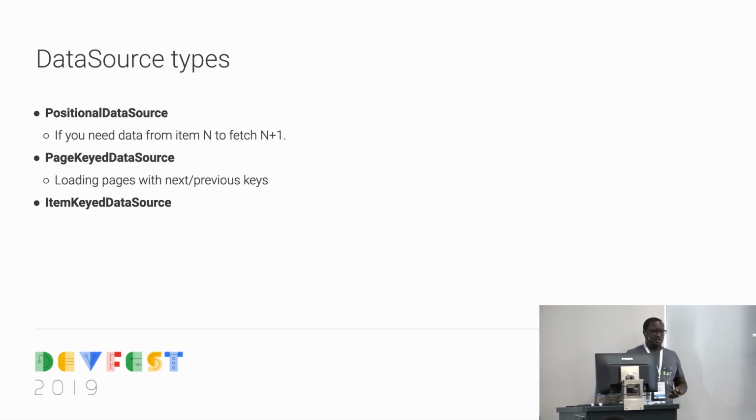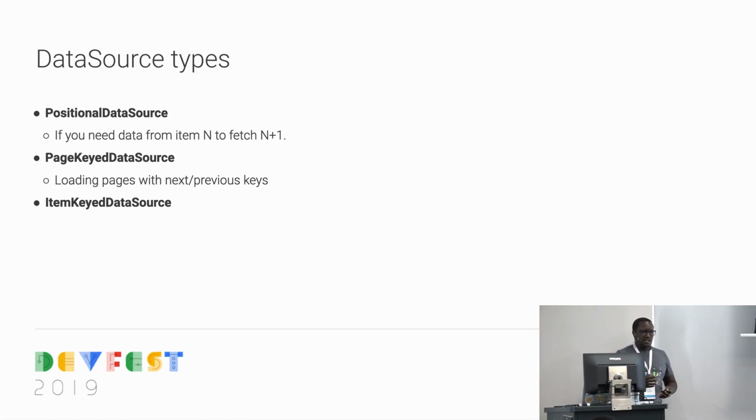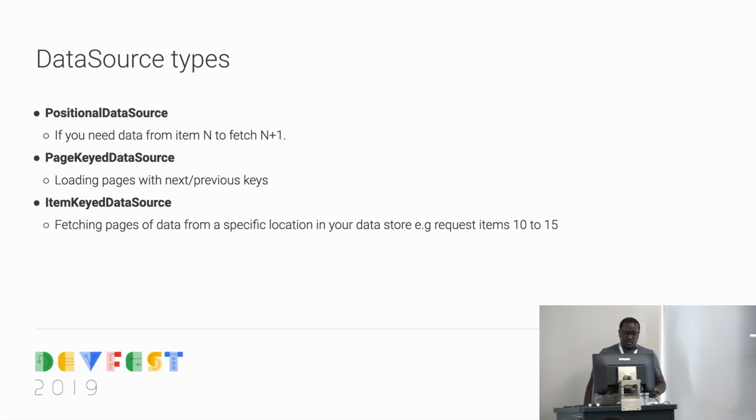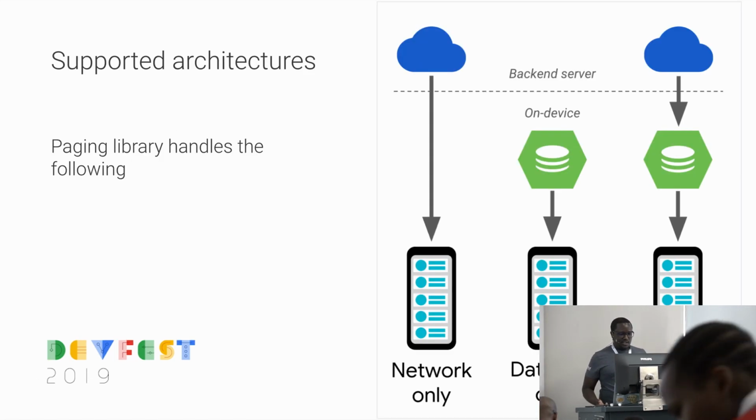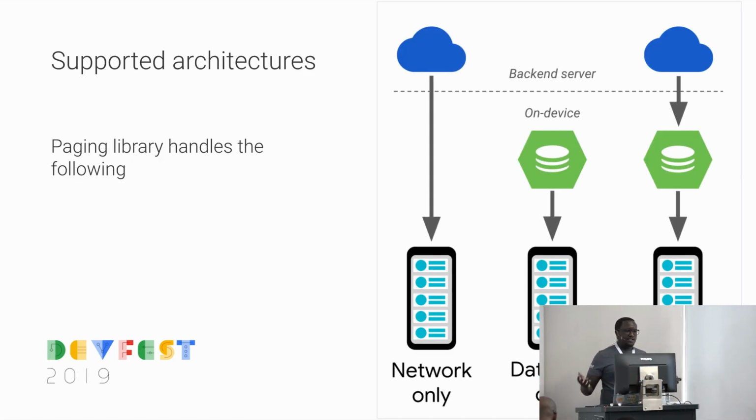And then we've got the item key source, which works well, for example, if you have a list of comments and each comment has an ID, so you know what the next key should be. Or for example, a contact list. If you know you're at the end of contacts with the name B, you know the next one would be C, and the key would be the first character of the name. So now we have all our data sources.